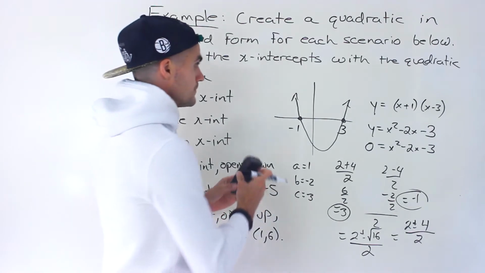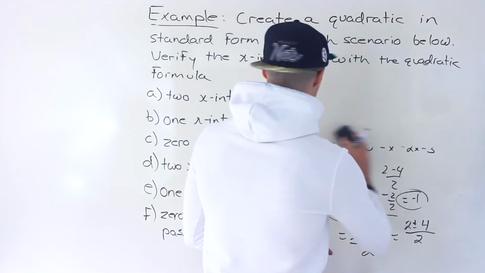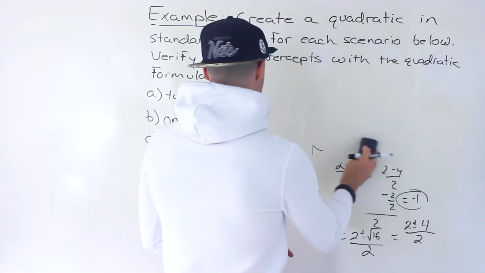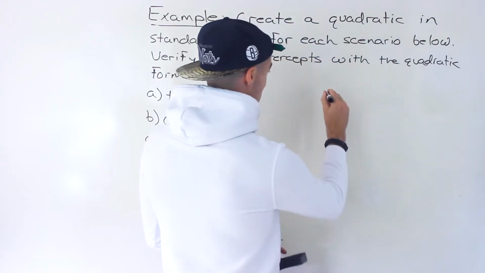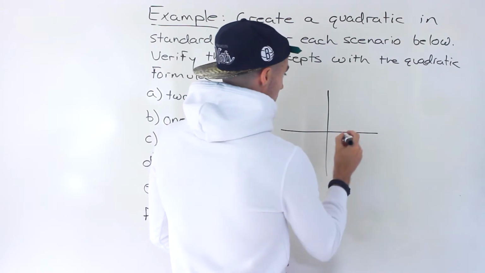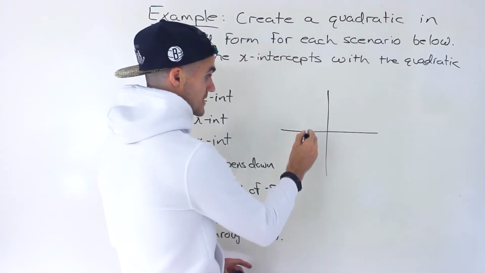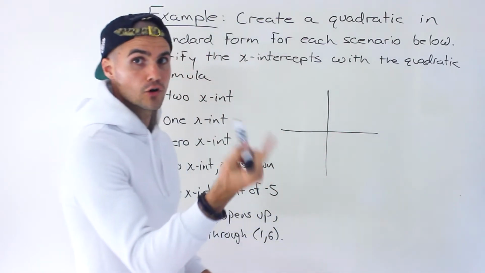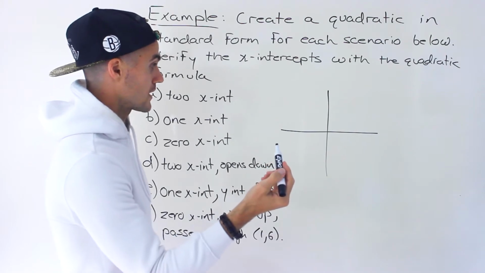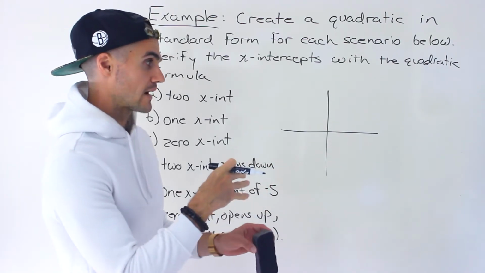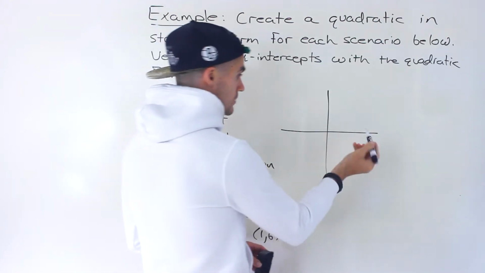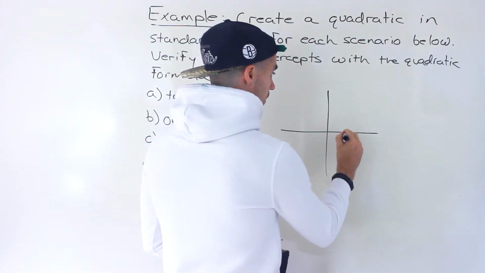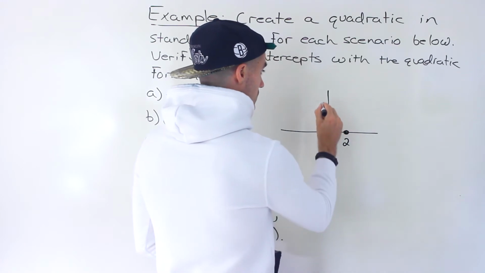Moving on to part B, let's say that there is one x-intercept. Now, if there's one x-intercept, what does that mean? That means that the one x-intercept is also going to be the vertex of the quadratic. And when it factors, it's always going to factor as a perfect square trinomial, so there's only going to be one factor. So you could pick any you want. I'll pick, let's pick a value of 2 here.